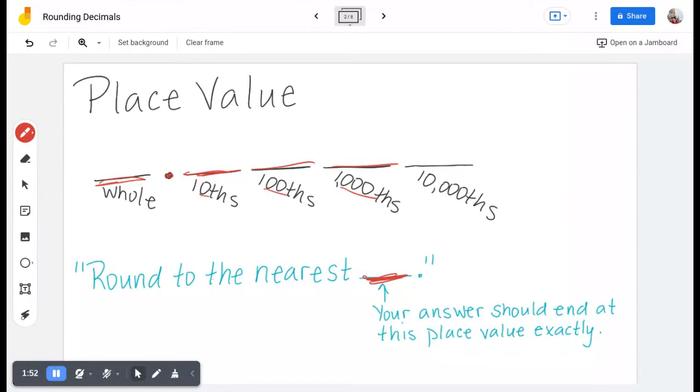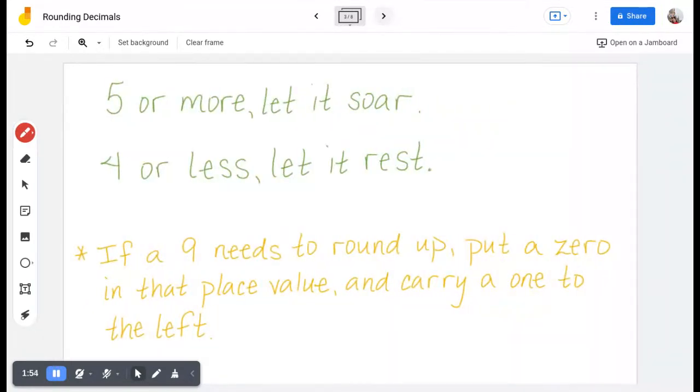Okay? So, to help you remember how to round, I actually was not taught this when I was in school. My students told me this many, many years ago, and I've just used it as I continue to teach and review this. So I don't know who started it, but it works.